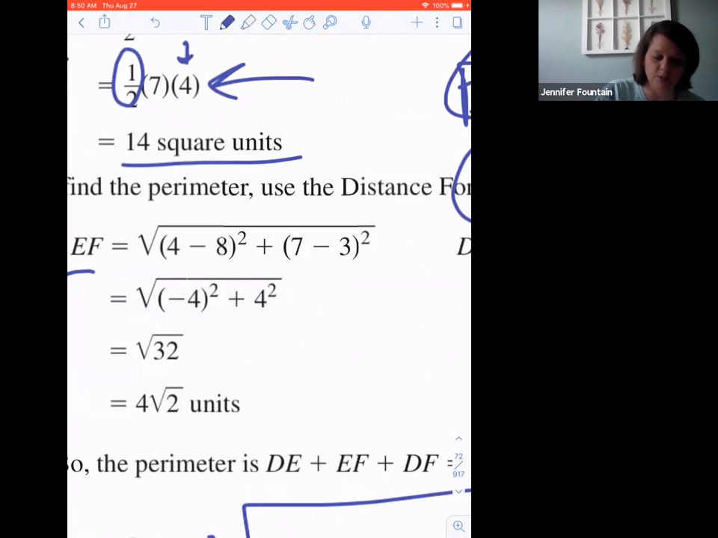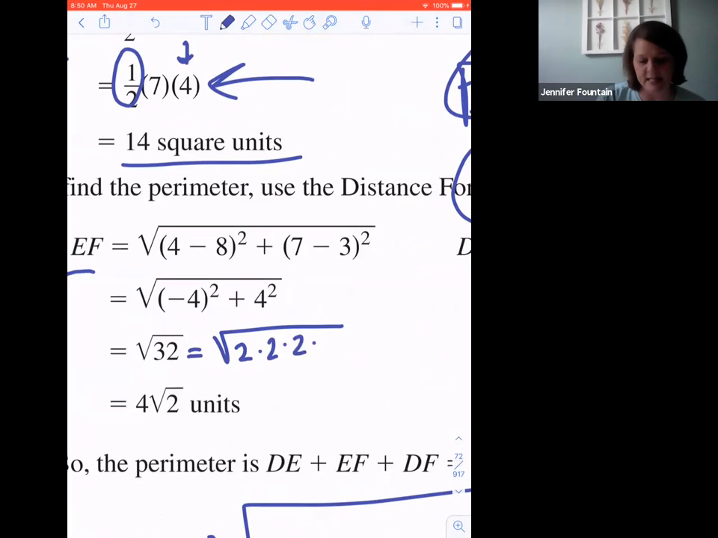Now remember, just for some practice, 32 would be 2 times 16. 16 would break down into 2 times 8. 2 times 4 is 8, and that's 2 times 2. So we circle up our buddies. There's 2 buddies. Those 2 buddies came out as 2 times 2. The radical of 2 is left under there.